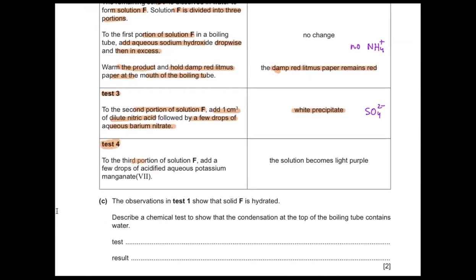Test 4. To the third portion of solution F, add a few drops of acidified potassium manganate. The solution becomes light purple. It means, what we know that potassium, okay, light purple. So obviously it's a colorless solution, and adding a few drops, the whole purple potassium manganate is purple in color.